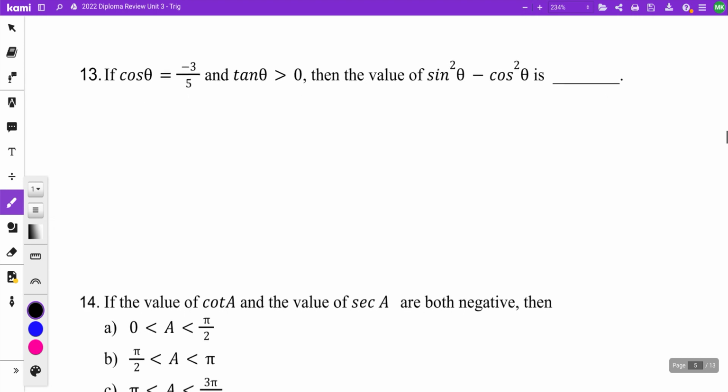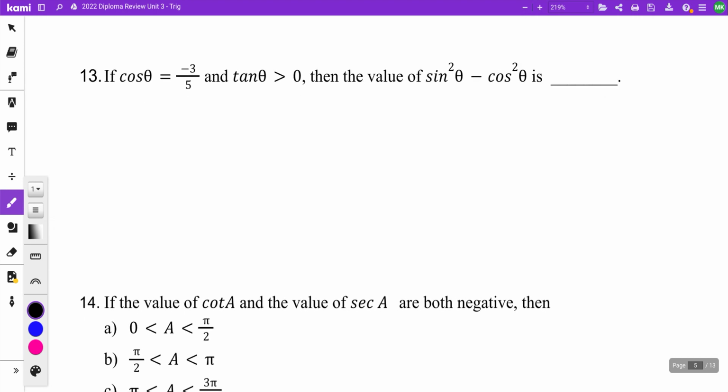Okay, let's try number 13. If cos of an angle equals -3/5 and tangent is greater than 0, then the value of sine squared theta minus cos squared theta is blank. Okay. First thing, looking at this, that is not on my unit circle. So this is not a unit circle question. Right? You should be able to recognize when things are unit circles. 1/2, unit circle. √2/2, unit circle. √3/2, unit circle. 3/5, not unit circle.